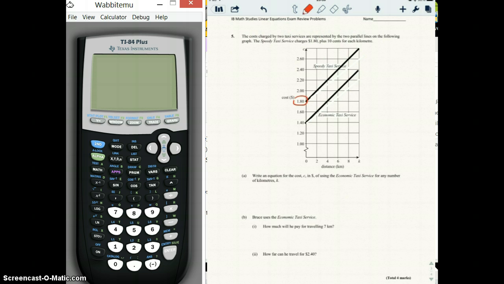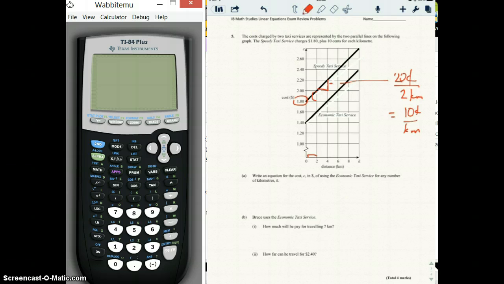It starts at 180, and then it goes up 10 cents per kilometer. You can see that each one of these blocks is 2 kilometers, so it has to jump 20 cents per kilometer. So if you drew the slope of this, the rise would be 20 cents, and then the run would be 2 kilometers. Okay, so it would end up being 10 cents a kilometer.